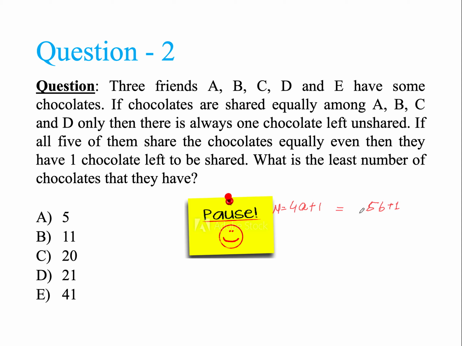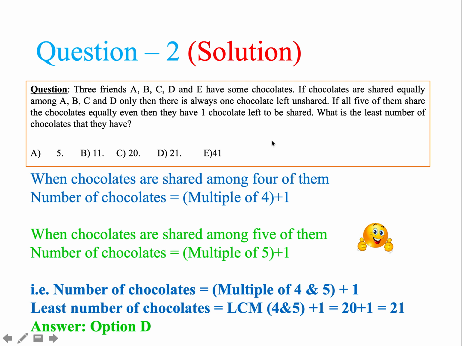Let me take you to the next slide, and there is the complete explanation. So here it is. The number of chocolates shared among 4 of them has to be a multiple of 4 plus 1. Similarly, the number of chocolates should be a multiple of 5 plus 1. That means if this 1 is out, then the remaining number of chocolates should be a multiple of 4 as well as 5. And the question is talking about the least number of such chocolates.